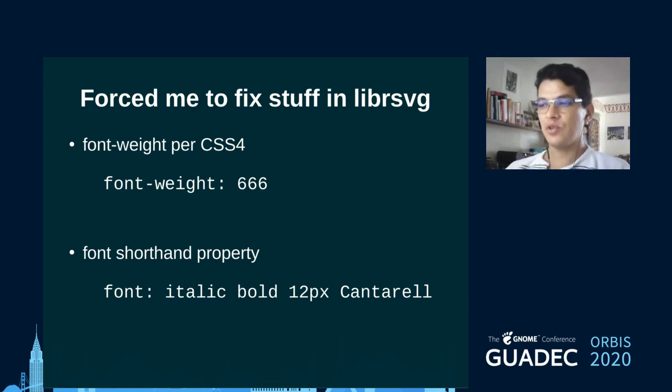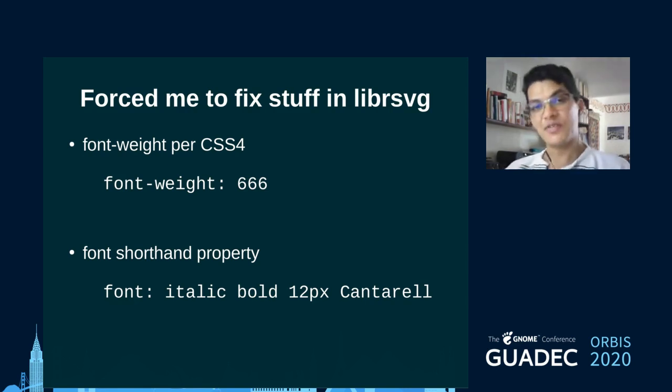gnome-shell has always used the font shorthand. The font shorthand is what lets you write font colon, font style, weight, size, font family. That's what the shorthand syntax looks like. And this gets translated into individual longhand properties. This font shorthand means that the font style will be italic, the font weight will be bold, the font size will be 12 pixels, and the font family will be Cantarell.